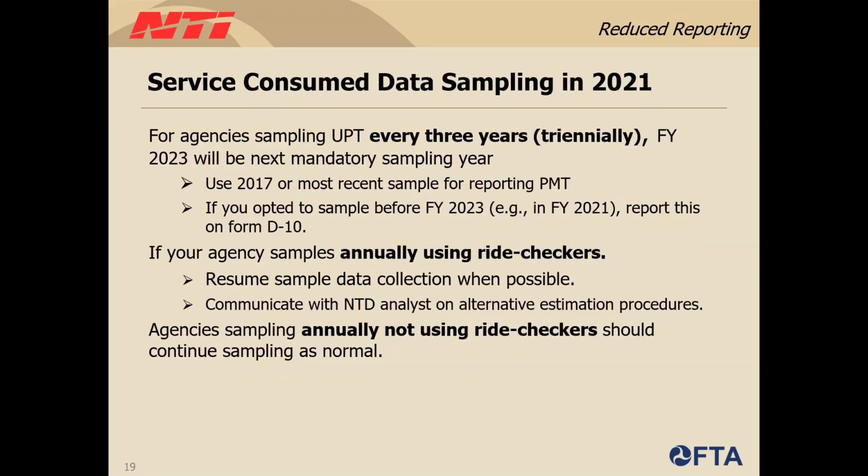If you can collect data without violating your agency's safety policies, the normal rules apply. If you are an annual sampler and you use in-person ride checkers, then you should restart sampling when you determine that it's safe. And until then, you should work with your analyst to determine a reasonable method to estimate. If you're a triennial sampler, then you are set until 2023. We all hope that by the beginning of fiscal year 2023, it'll be safe for everyone to sample. If it isn't, we'll deal with that contingency as it approaches. For now, we're assuming everyone can sample in 2023.